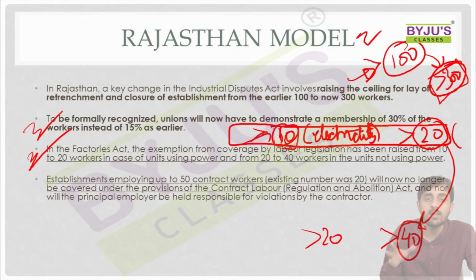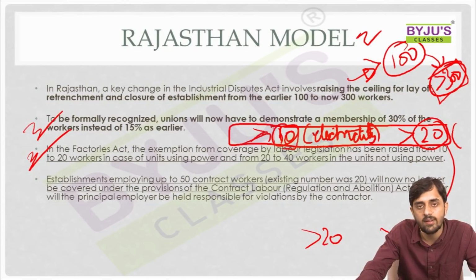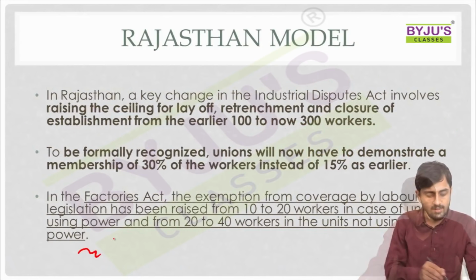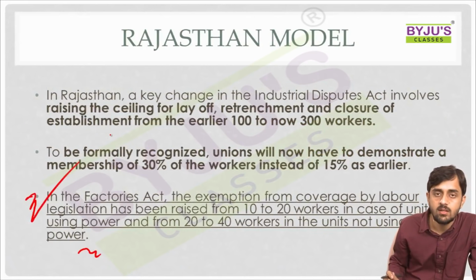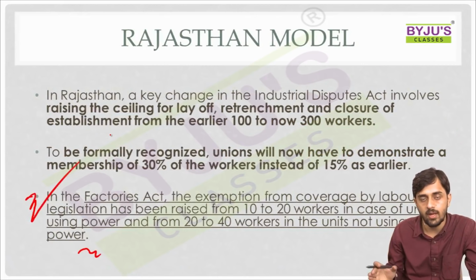So it actually allows a larger number of industries in this sector, or these small industries, to escape the whole multiplicity of labor laws which are sought to be imposed according to the respective labor laws of the central and the state government. So it allows a larger number of smaller units to escape the labor law provisions. That is the third important change that the Rajasthan amended labor laws bring about.